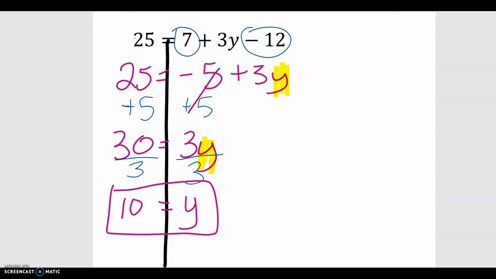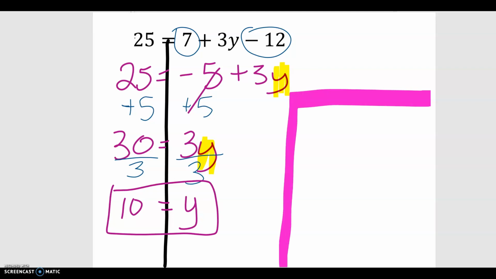And now our last step is to check. We need to check and make sure that this is correct. And we can do this on any problem that we have. So over here, I'm going to make a little box so I can check what I'm looking at. My original problem is 25 is equal to 7 plus 3y minus 12. And I'm going to take and substitute in the 10 for my y, because we think that y is equal to 10, so we're going to check to see that by plugging that in right there.